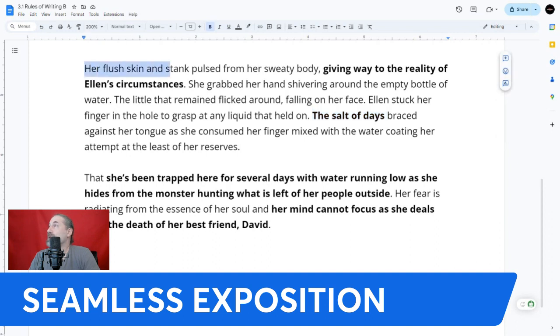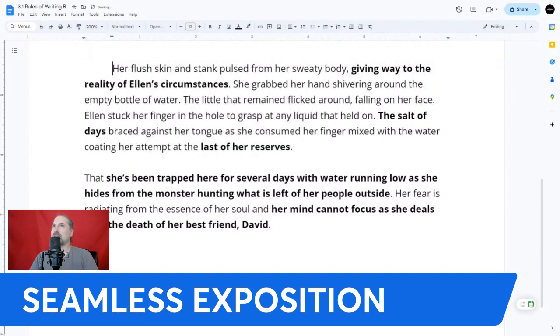And more importantly, it's connecting to this. For days she has been in the situation which creates the stank and the flush of her skin and the reality of her circumstances. And now we're building on that. So braced against her tongue as she consumed her finger mixed with the water coating her attempt at the last of her reserves, which is also exposition. So there you go. I have just put exposition into, obviously, an unworked piece of prose. In fact, you've got to indent. But as a starting point, as a zero draft or a first draft, this would be more of a first draft, right?